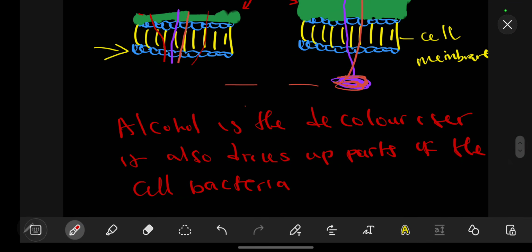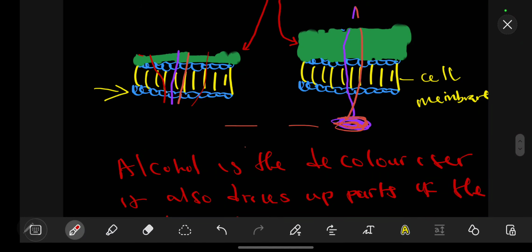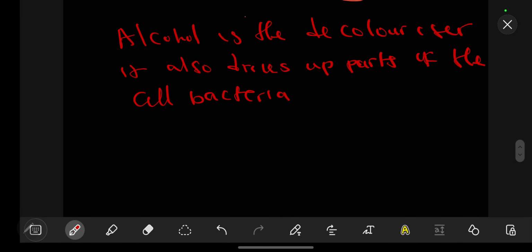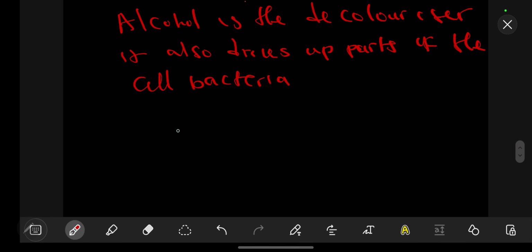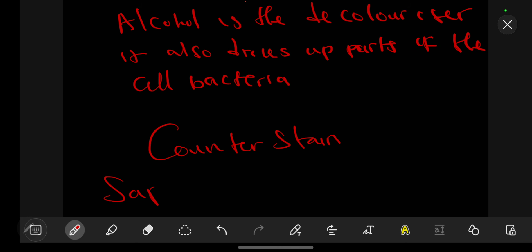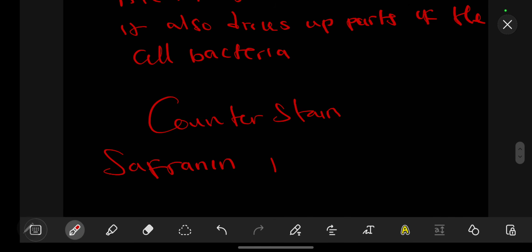So alcohol is a decolorizer. It dries up parts of the bacteria and also causes the complex to leave from the gram negative. Then the last substance that is added is what we are going to call the counterstain, which is safranin. Safranin is used as a counterstain. The color of this one is pink. This is a counterstain because it is put at the end to see the alternative color.